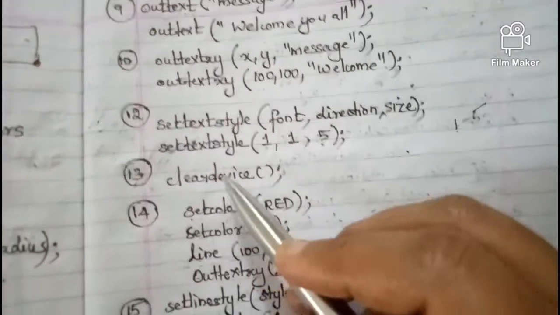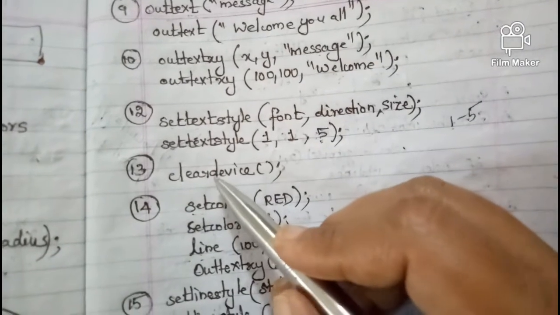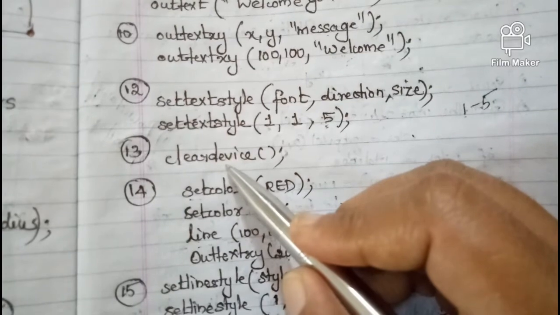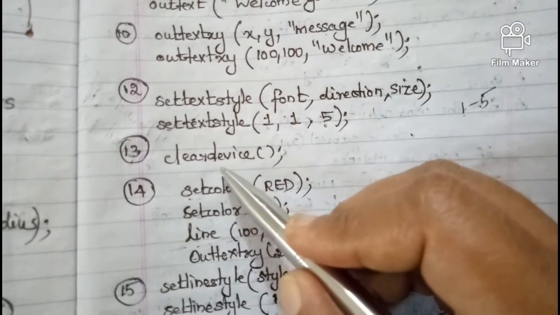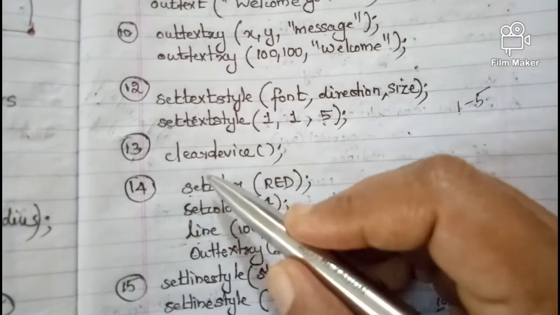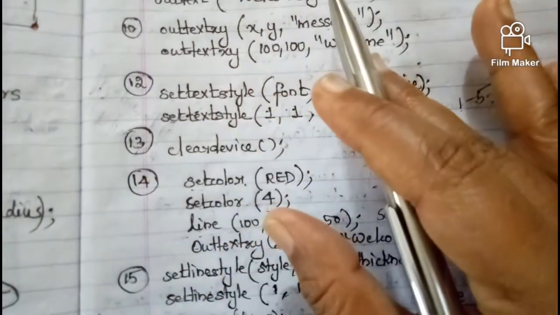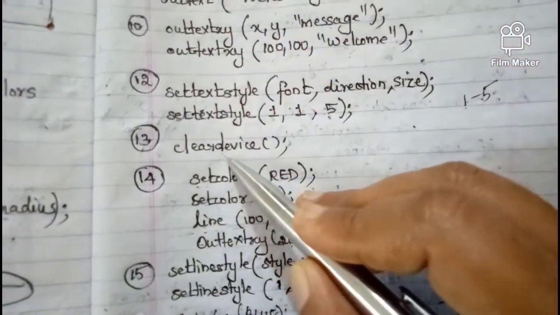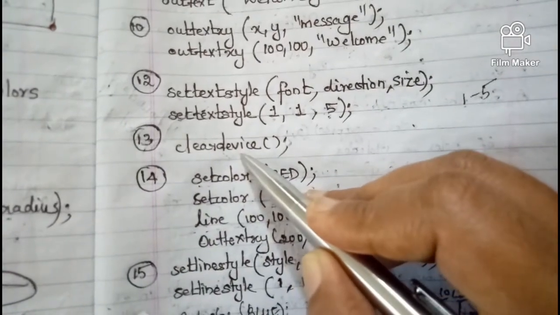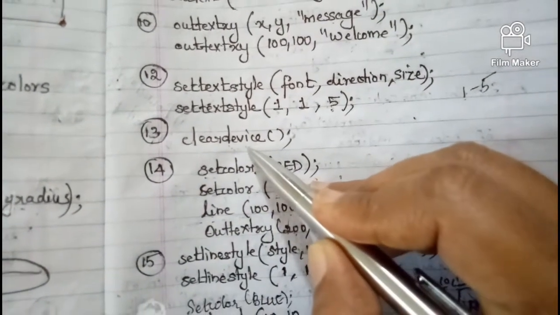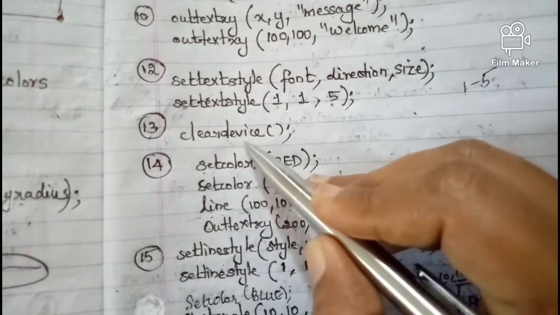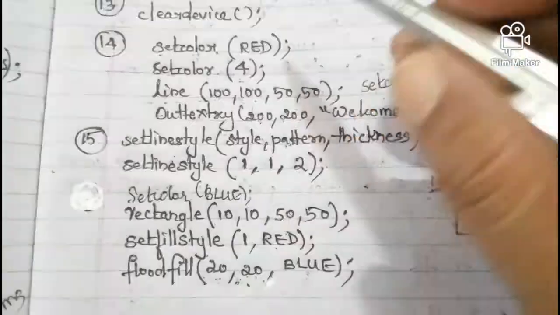Okay. Now this function, clear device. Suppose you want to clear your screen and make it reusable once again. To clear everything written on the screen, everything drawn on the screen, you can use this function, clear device. This function is used to clear whatever is there on the screen and to make the screen fresh once again.